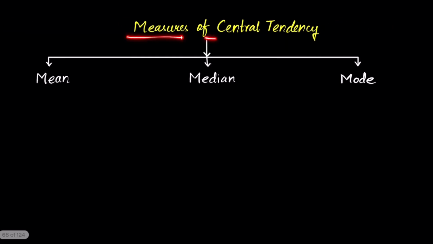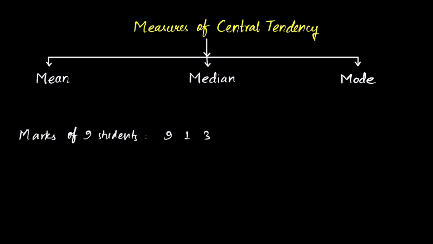There are three measures of central tendency that you need to know. Number one, mean. Number two, median. And number three, mode. For example, let's say we have a data distribution, and the data distribution we have is marks of 9 students. The marks of 9 students come out to be 9, 1, 3, 3, 0, 4, 8, 7, 6.